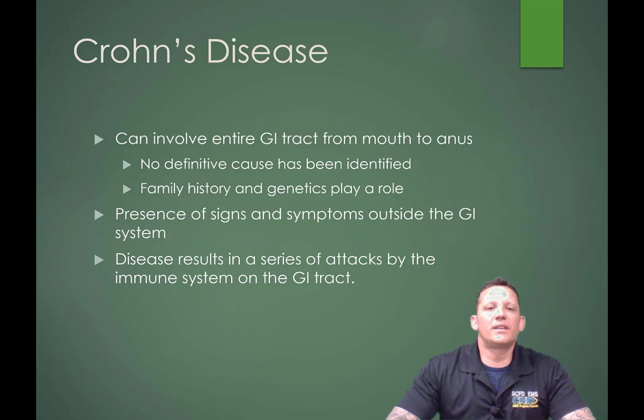Crohn's disease is significantly more involved. It's kind of similar in presentation to irritable bowel syndrome. This can involve the entire GI tract from the mouth to the anus. There's no definitive cause identified as of yet. It's thought to be highly genetic, and that's the way it's passed from generation to generation. There can be many signs and symptoms outside of the GI system, and the disease results in a series of attacks by the immune system on the GI tract. So think of this as an autoimmune disorder.